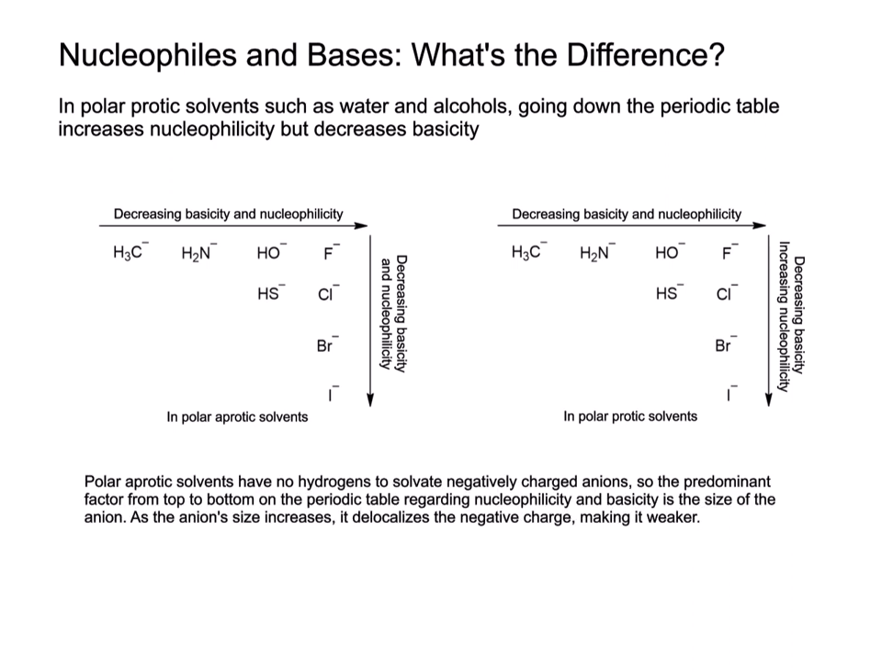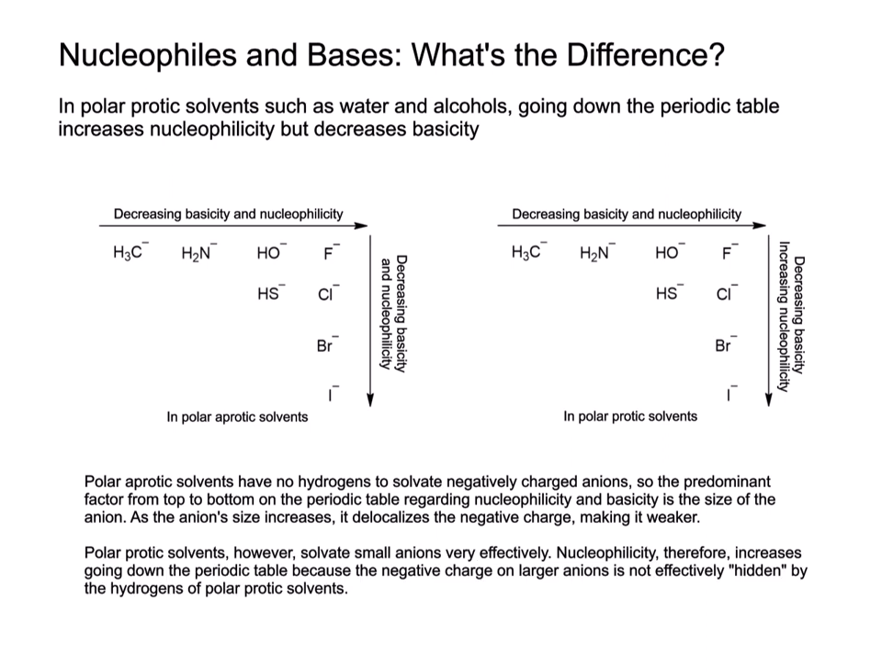Since polar aprotic solvents have no hydrogens available, they don't solvate the negatively charged anions very well. So the predominant factor from top to bottom on the periodic table regarding nucleophilicity and basicity is the size of the anion. And as the size of the anion increases, it spreads out, or delocalizes, that negative charge in that valence shell, making it less effective as both a nucleophile and a base. In other words, it makes it weaker.